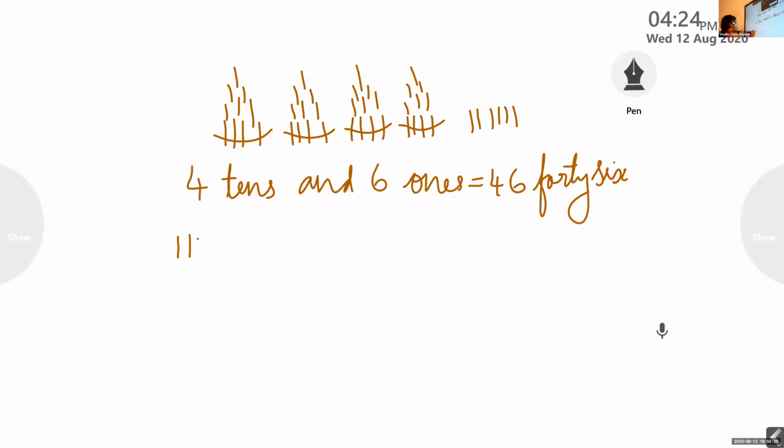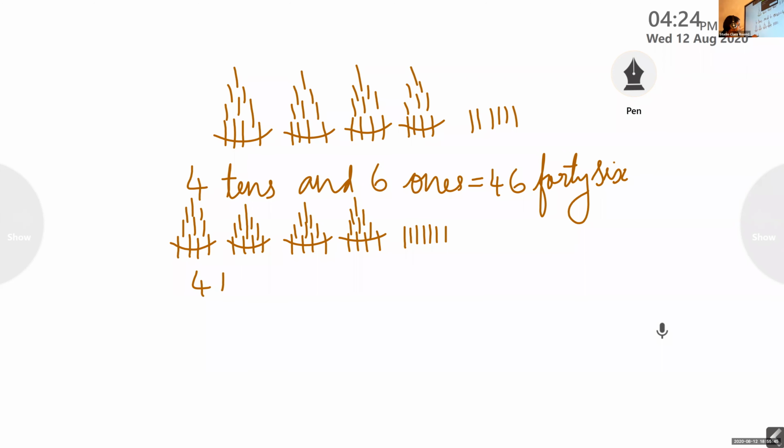And next we have 47. So we have the number 47. So 1, 2, 3, 4, 5, 6, 7. So 4 tens. Ma'am, I finished 49. Okay, good. You can write 50. Okay, 4 tens and 7 ones. Somebody doesn't know how to draw 47, so that's why I'm doing it again. 4 tens and 7 ones. So number is 47 and FORTY-SEVEN.